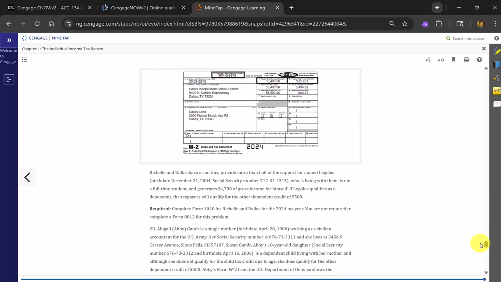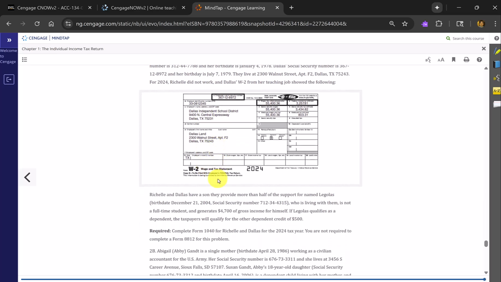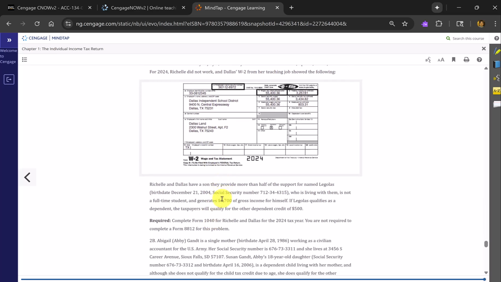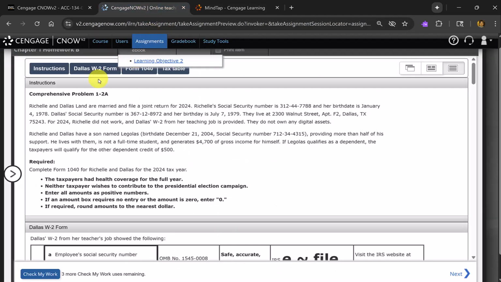Let's see, what are we working with here? This one right here, Chapter 1, Comprehensive Problem 2A. This Richelle and Dallas Land. So the same information is given to us here, but now we are given it here in our assignments section of CNOW. So let's go over the instructions here.